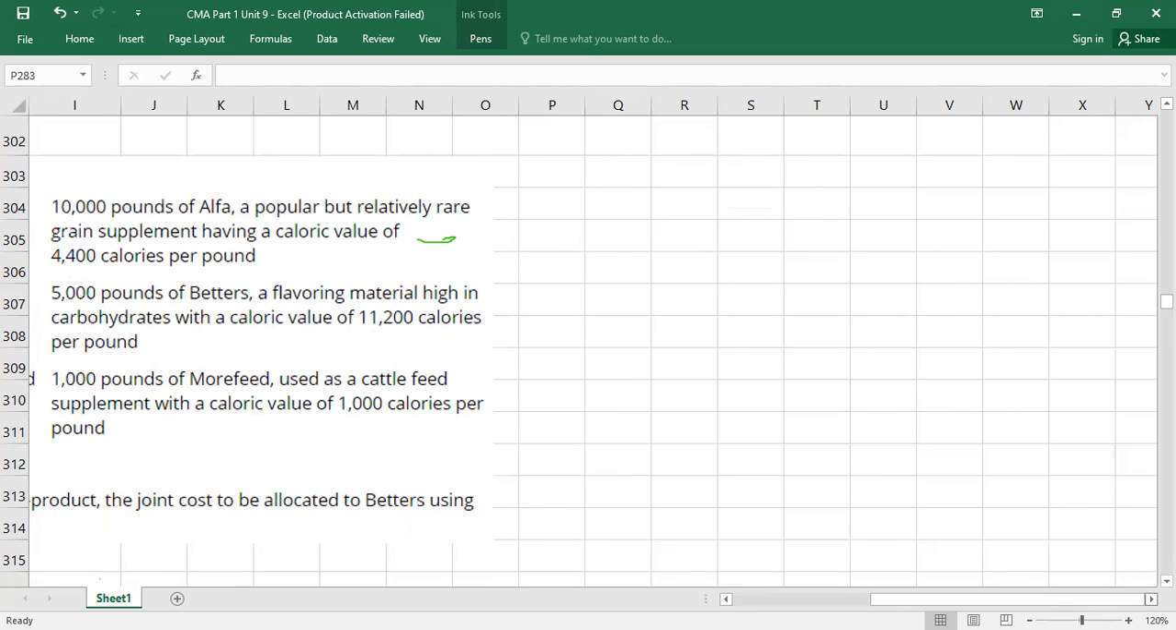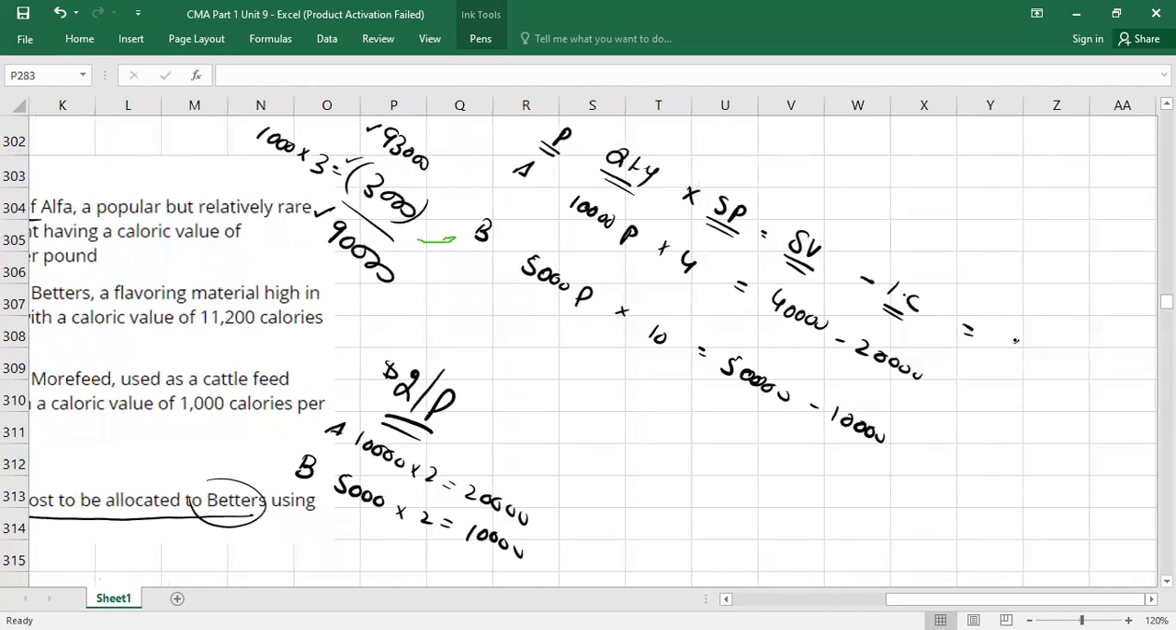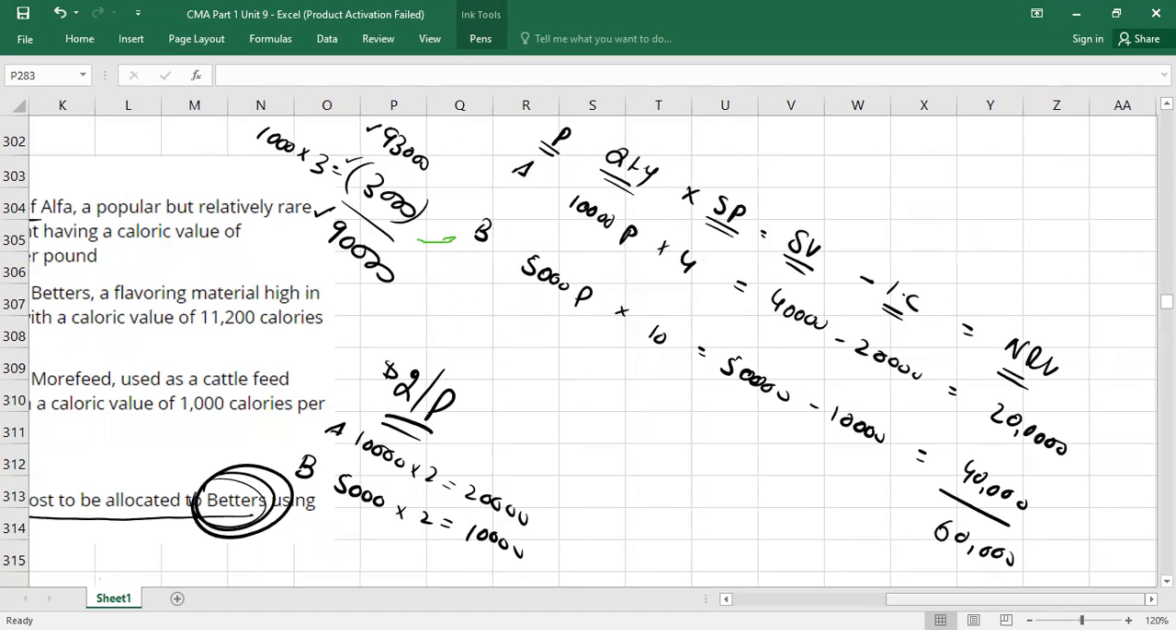Then what will you get? You will get NRV. Don't say it is something different. NRV. So sale value 40,000 minus 20,000 will be 20,000. Sale value 50,000 minus 10,000 will be 40,000. Understood? So what is total NRV? Make the total. Now tell me for which product you want to calculate. Alpha or beta? Beta.